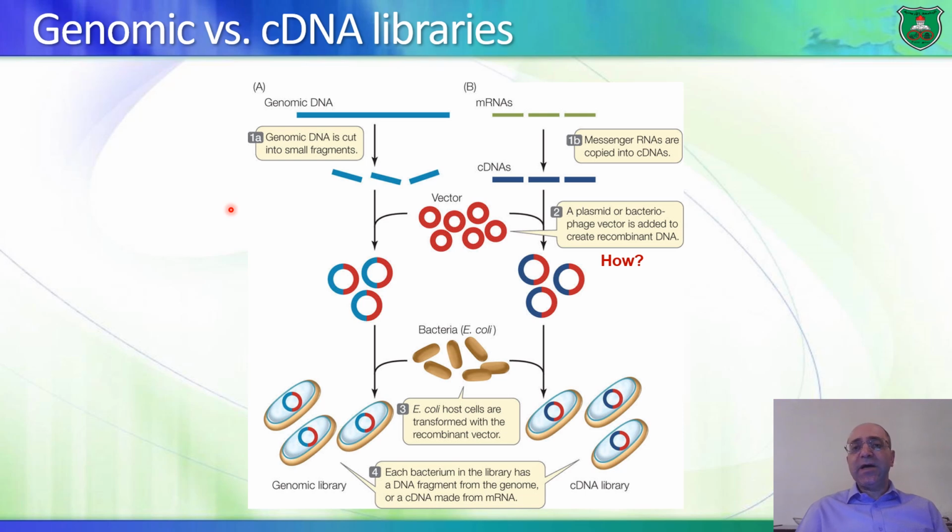And we have two types of libraries. We have a genomic DNA library and we have a cDNA library. So what are the differences between these two libraries? The genomic DNA library is basically, we start with genomic DNA, the whole DNA in a cell or group of cells, human cells, let's say. We cut the DNA using, let's say, restriction endonuclease. We have smaller fragments, and we recombine them.